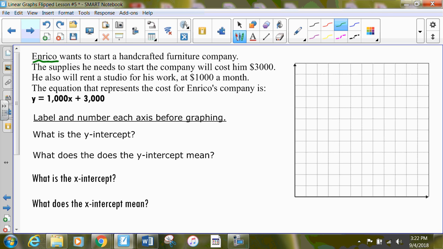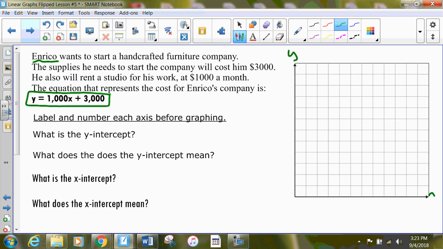So he wants to start a handcrafted furniture company. The supplies he needs to start the company will cost him $3,000. He will also rent a studio for his work at $1,000 a month. The equation that represents the cost for Enrico's company is, there we go. All right, so we're going to label and number each axis before graphing.